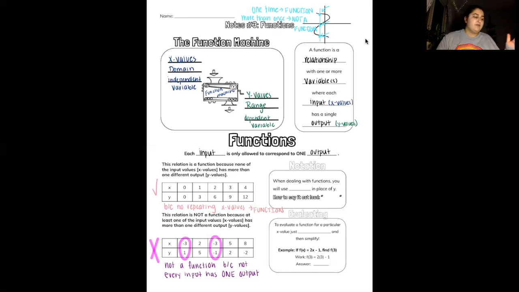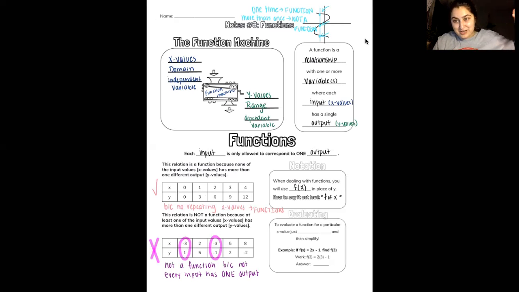When we're dealing with a function, we use this symbol. We have an f and then some parentheses, an x, close the parentheses, in place of y. So when we're talking about a function, we don't use y, we use f of x. And when we say that out loud, we say f of x, and that's what that symbol means.